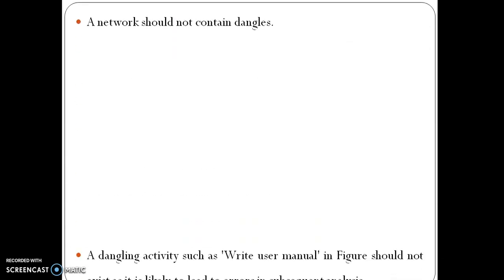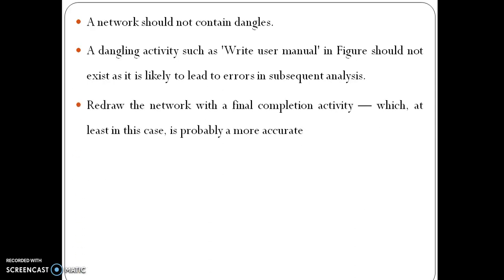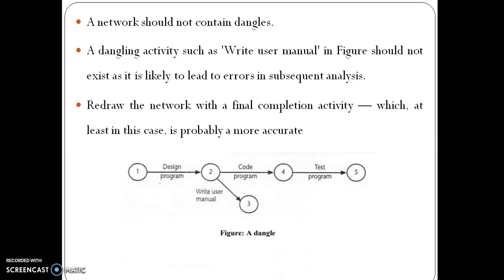The network should not contain dangles. A dangling activity such as write user manual, as listed in the figure, should not exist as it is likely to lead to error in subsequent analysis. Redraw the network with a final completion activity, which is, in any case, probably more accurate. The dangle.